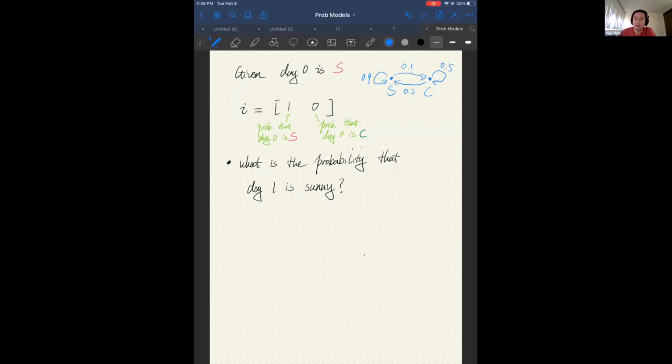Right. So I already see some great answers in the chat. It's exactly 0.9. It comes from the definition of our model. If day 0 is sunny, then day 1 is sunny as well with probability 0.9. But in this case, I want to write it in somewhat of a special form. I want to write it as the product of I with the matrix P. This just means I have 1, 0 times the matrix, which is 0.9, 0.1, 0.5, 0.5.